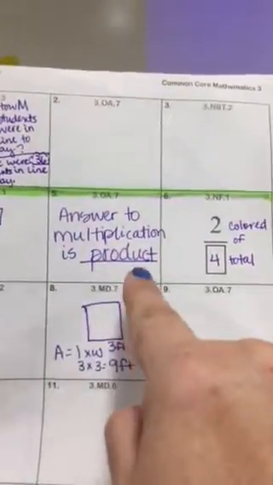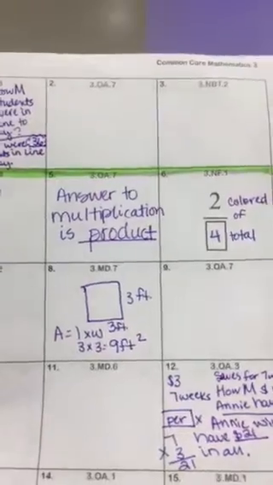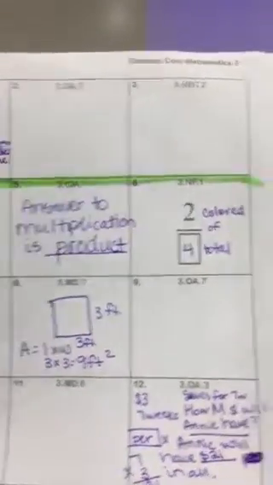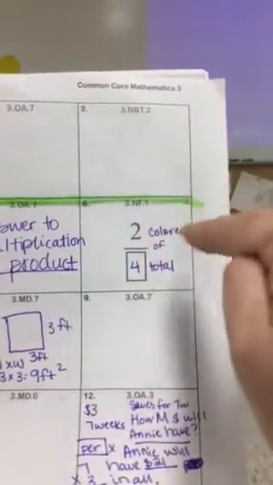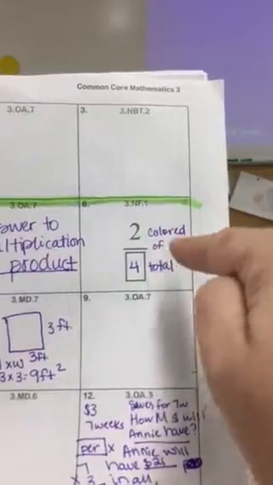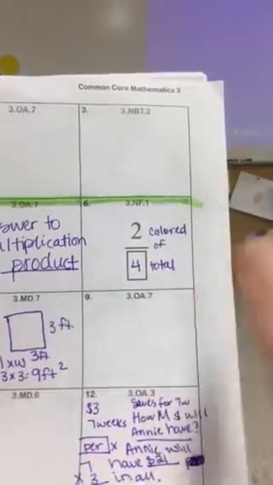This one is saying that the answer to a multiplication problem is product. So when you multiply factors together, you would get a product. They would be shown a number of pictures, and 2 of them, as I would say, would be colored of a total of 4. So 2/4 would be this answer.